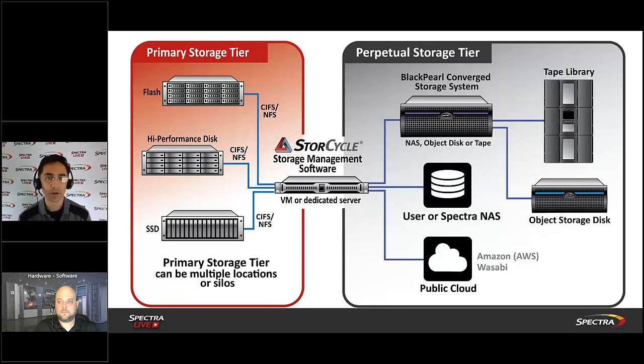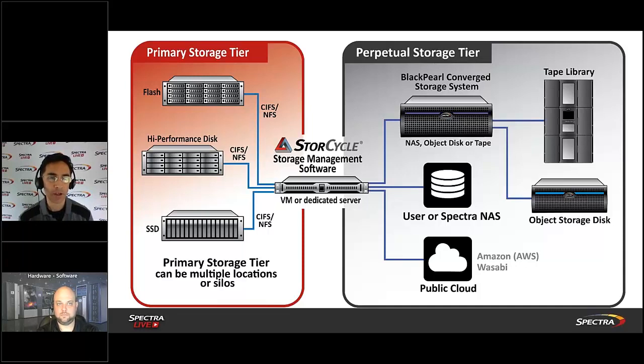Here's a visual of StorCycle. We've got those two tiers like we saw in the sphere earlier: the primary or active tier on the left, the perpetual tier on the right. StorCycle is provided as simply a software installer. So you, as the organization, provide a server. Typically it's a VM server instance. It could be Linux, could be Windows. We provide the software to you.